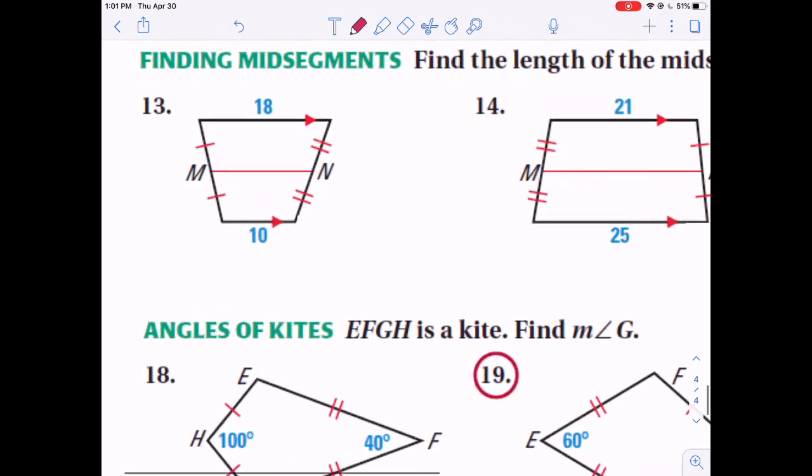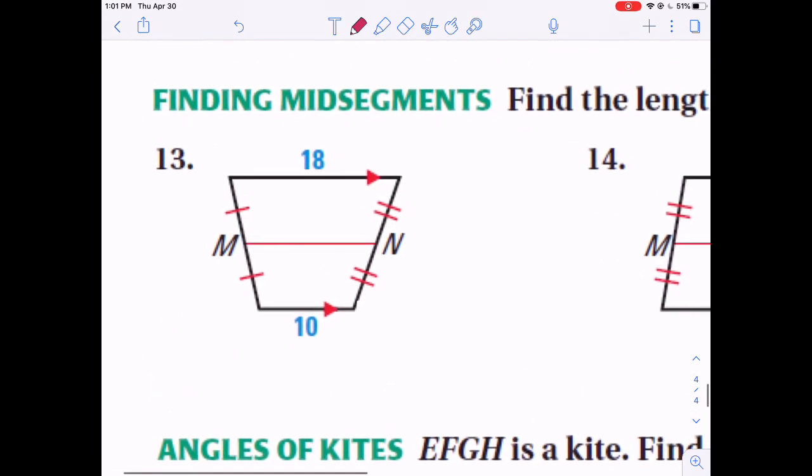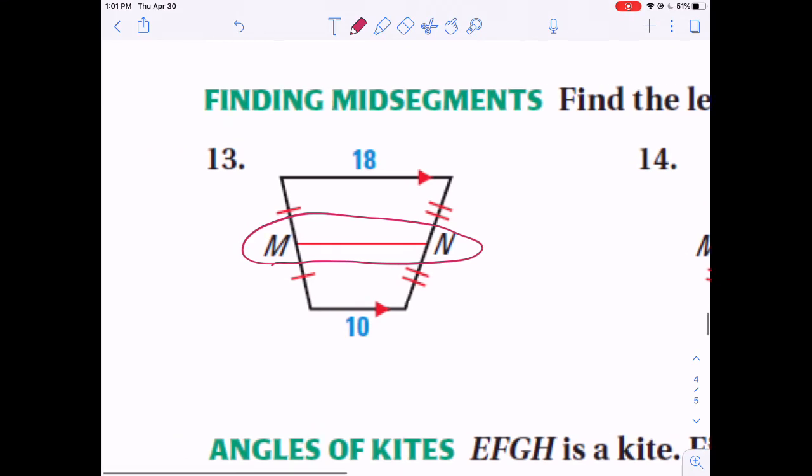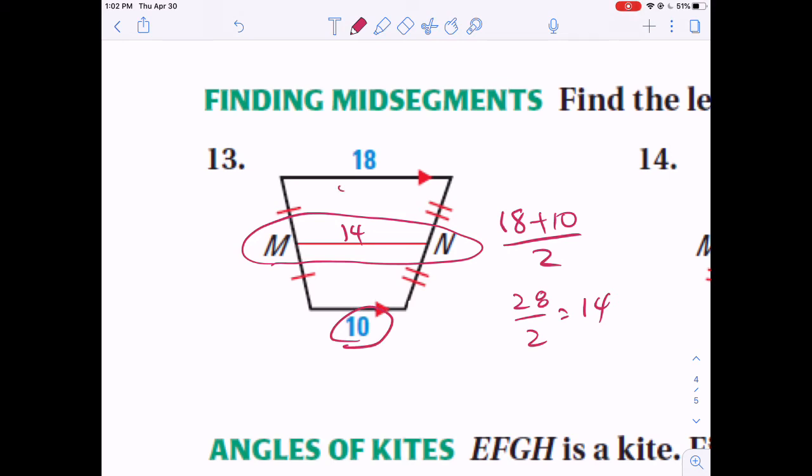Here's one where, since we did mid-segments of triangles long ago, this one is kind of the same rule. Again, they're giving you these two. It's not an isosceles, by the way. See, they're not the same. It doesn't have to be. But they want you to find this mid-segment. Again, you just take the two numbers of the bases, the 18 and 10, and get their average. So for the average of two numbers, you add them up, 18 plus 10 divided by 2. 28 divided by 2, 14. So this is 14. Okay, so it's a little bigger than this one, a little smaller than this one.